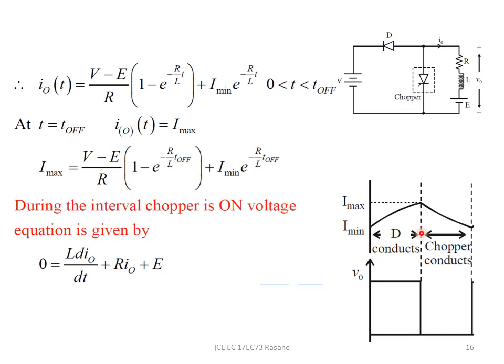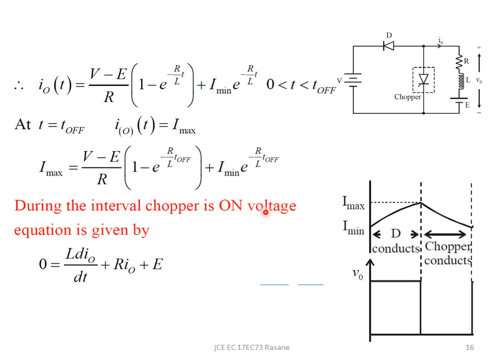off period starts. Now at t equal to t off, at this point, you can say that i naught of t has reached the I max. So substituting t equal to t off in the above equation and i naught of t equal to I max, I get I max is equal to (V minus E) by R, (1 minus e to the power of minus R by L into t off) plus I minimum e to the power of minus R by L into t off. So this is the expression that you will be getting during the T off conduction, that is when chopper is off and D is on.